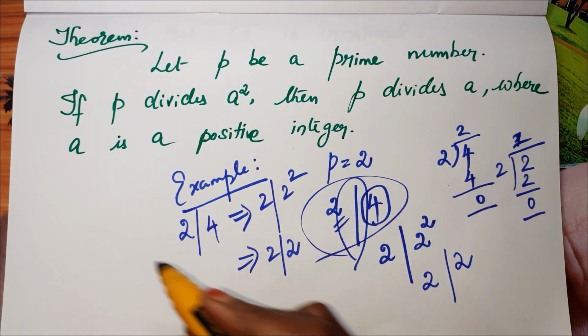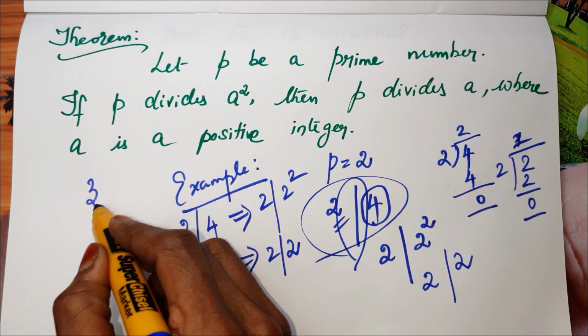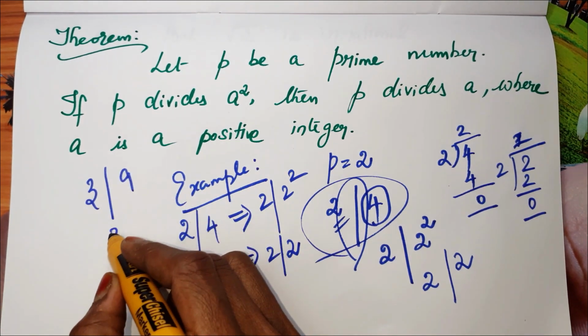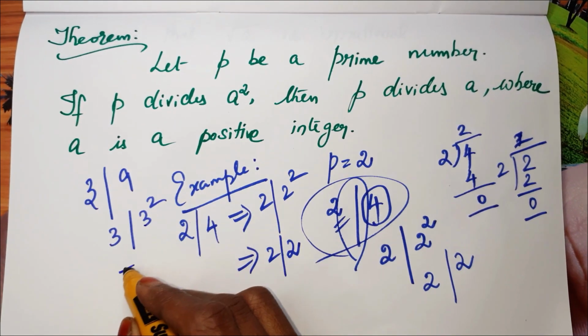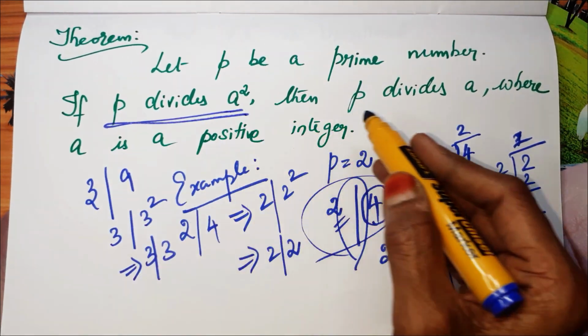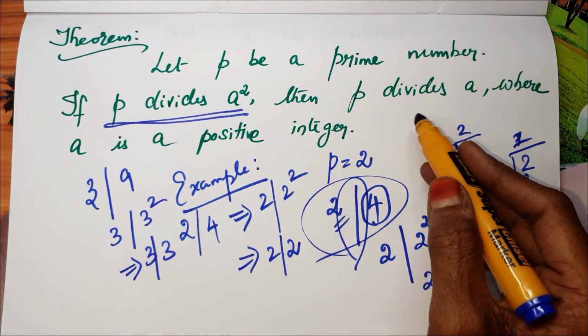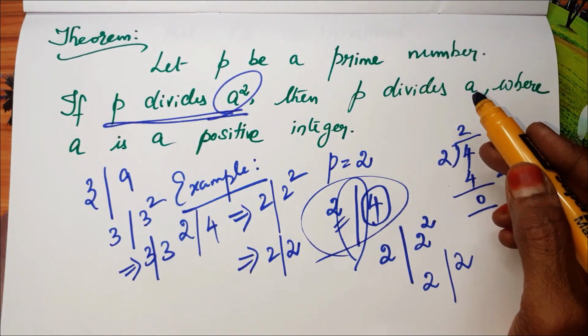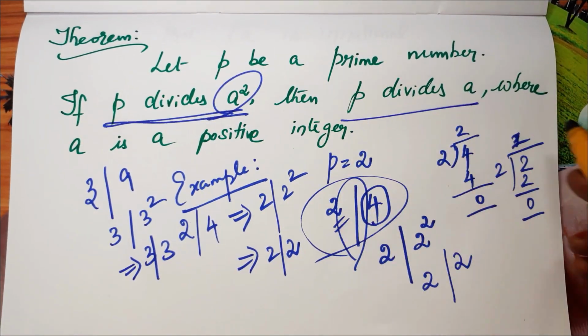Is it clear? For example, one more example I am taking, 3 divides 9. That is 3 divides 3 squared, which implies 3 divides 3. So we have a theorem: if p is a prime number and that prime number divides a squared, then it divides a. Is it clear?